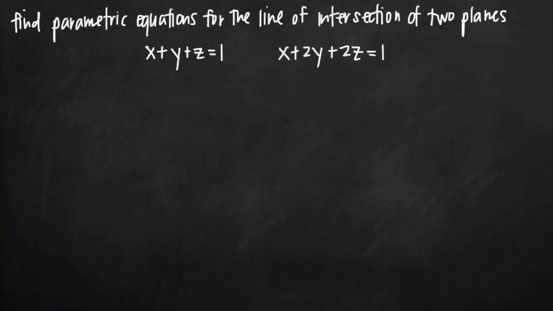Today we're going to be talking about how to find parametric equations for the line of intersection of two planes. In this particular problem, we've been given the equations of two planes. One is x plus y plus z equals 1. The other plane is x plus 2y plus 2z is equal to 1. These planes, we've been told, intersect one another, and when they come together, the intersection forms a line.